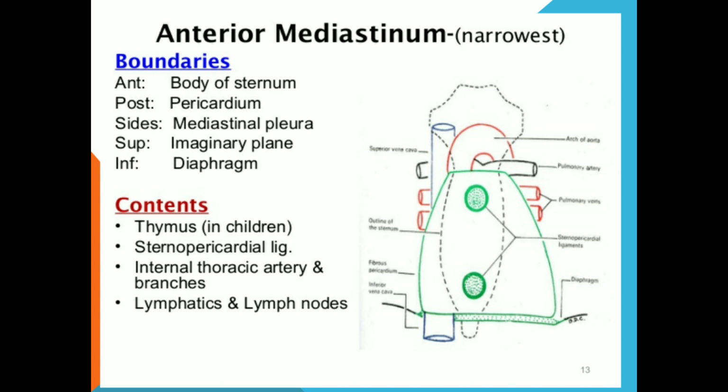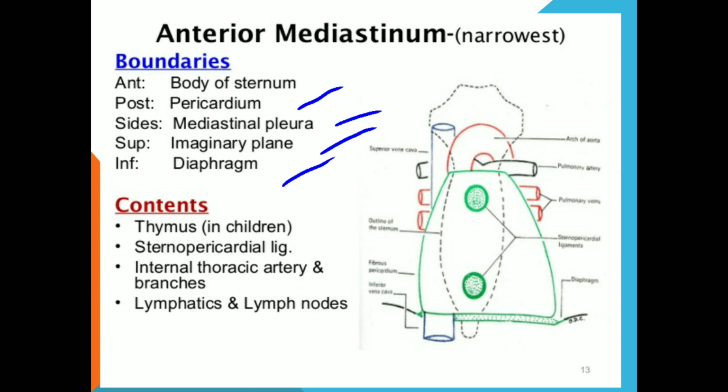Okay, next, we have completed the superior mediastinum. Next we are going into the inferior mediastinum, where it is divided by the heart into anterior, middle and the posterior parts. The anterior part boundaries are: in front, body of sternum; posterior, the pericardium; sides, mediastinal pleura; superior, imaginary plane; inferior, diaphragm.